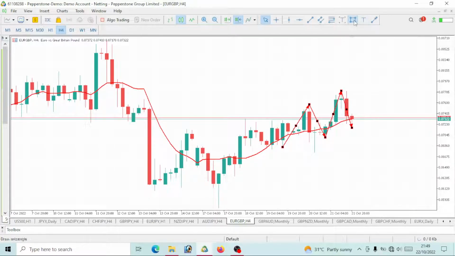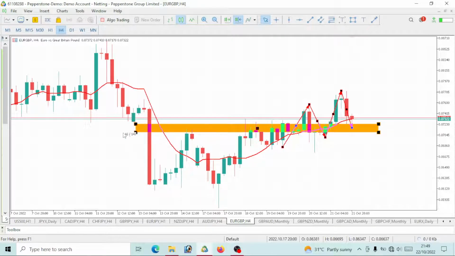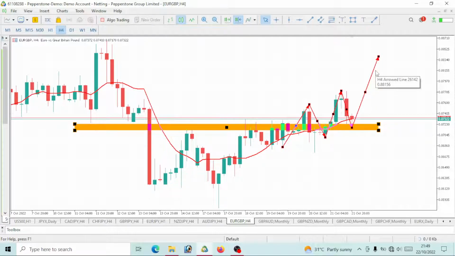I believe the correction is over by this level here. I strongly believe, you can see price reacted here, came here, reacts here, reacts here. So when price is at this level, then definitely you will see a reaction, giving us a bullish movement upward. So Euro GBP, we are now set to go bullish.